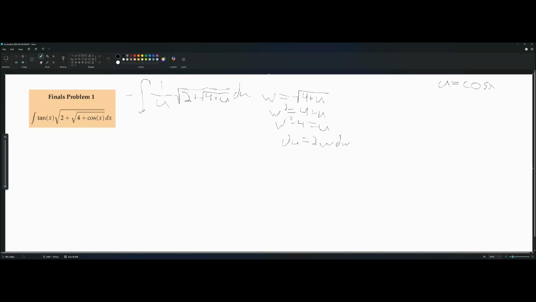So we know that we can do this. We can now make this substitution. Negative integral of 2w over w squared minus 4 times 2 plus w dw. It's getting a lot easier to write. Going to write this substitution up top.